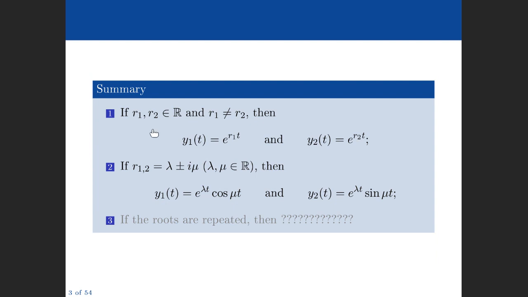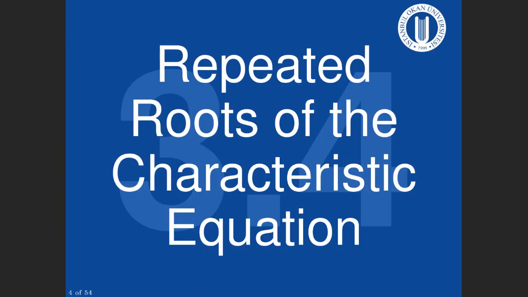Case one, the easiest case, if we have two different real numbers, then we know that the two solutions we want are e to the power r1t and e to the power r2t. If instead we have complex conjugates, then we saw last week that the two functions that we want are e to the lambda t cos mu t and e to the lambda t sine mu t. Case three we haven't done yet. What happens if the roots are repeated? We will now study this case.